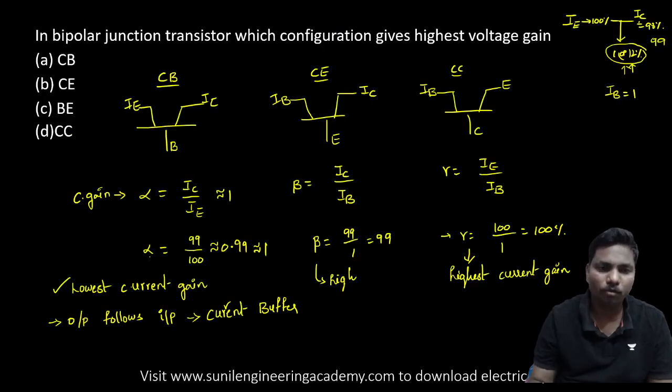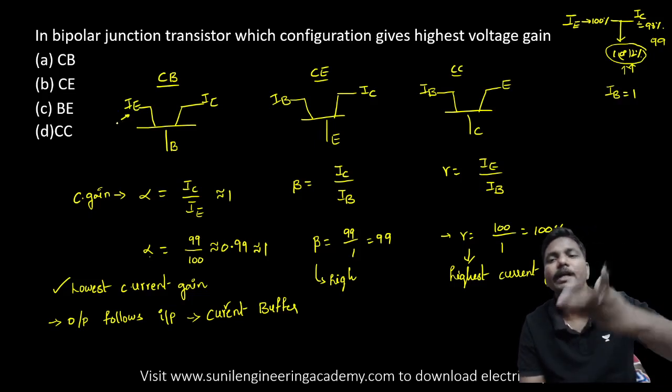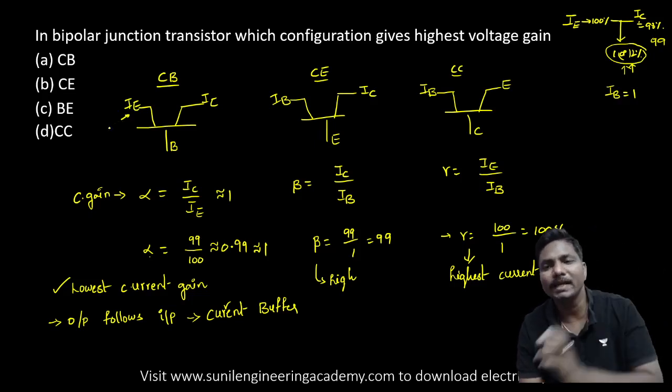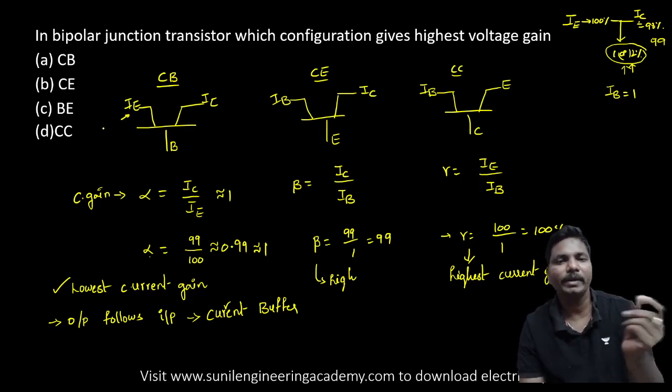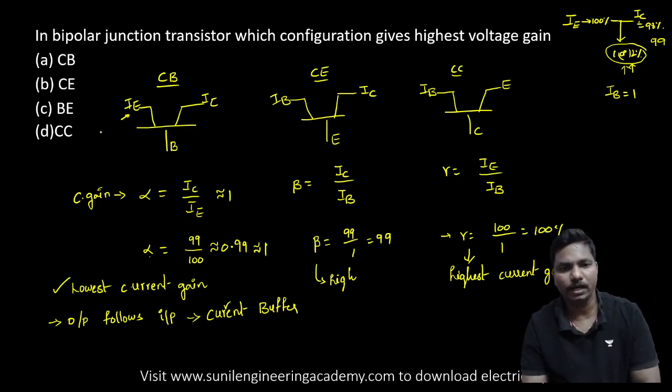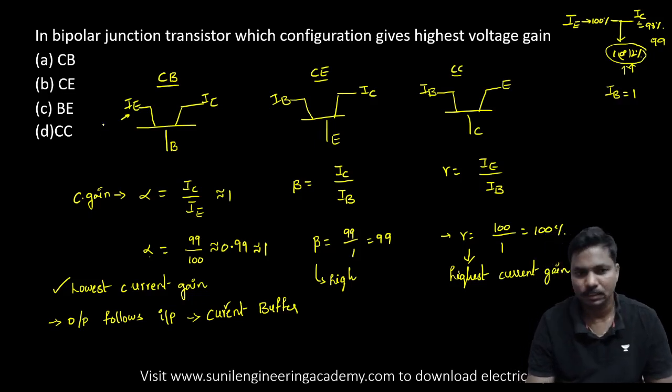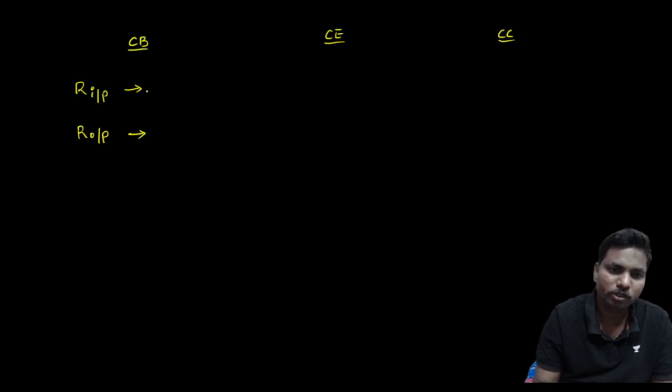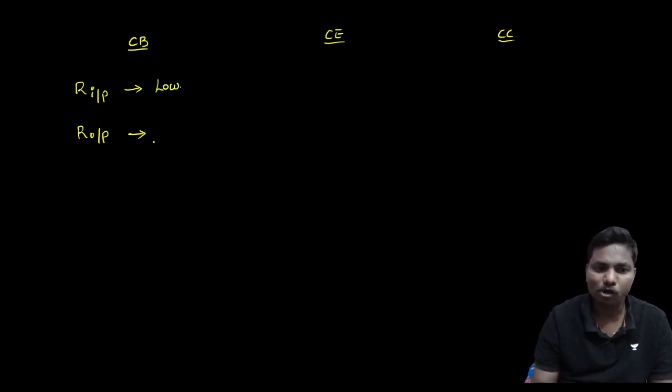How can we understand it on our own? Here, on the input side, the emitter is there. The emitter is heavily doped. Whenever the doping is higher, it looks like a conductor, so that means low resistance. Heavily doped means low resistance. So input side emitter means low resistance. Input is low, so in comparison, output is high.